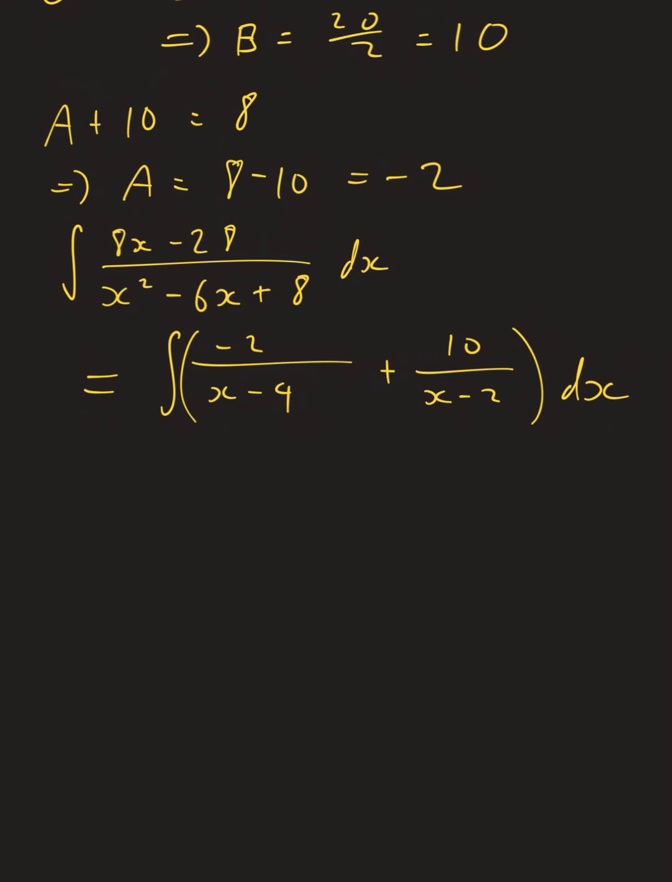So on the left, I have the integral of minus 2 over x minus 4. So that minus 2 will stay in front. Now we have to integrate 1 over x minus 4 with respect to x. So the integral of 1 over x is the log of the absolute value of x. And the integral of 1 over x minus 4 is the log of the absolute value of x minus 4.